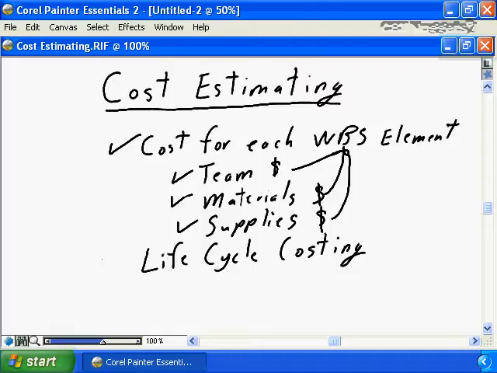An important consideration when doing life cycle estimating is determine the life cycle cost. Life cycle cost involves examining the trade-off of spending more now to spend less later.